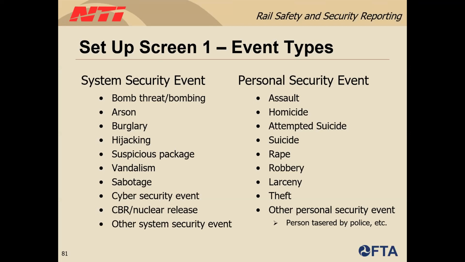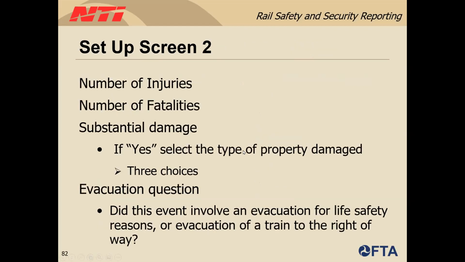Attempted suicides and suicides that are a result of a collision are reported as a collision, but if that attempt or that suicide is not due to a collision, then it's reported on this personal security event form. Then you go to Setup Screen 2, and it asks you a series of questions to help determine reportability.